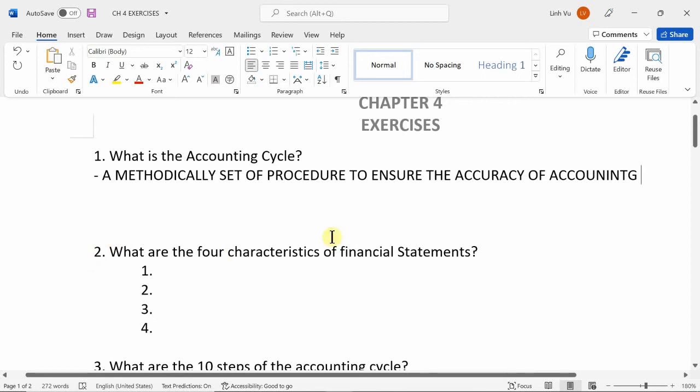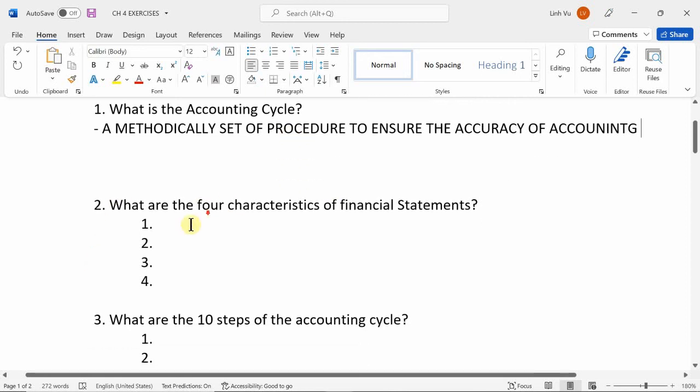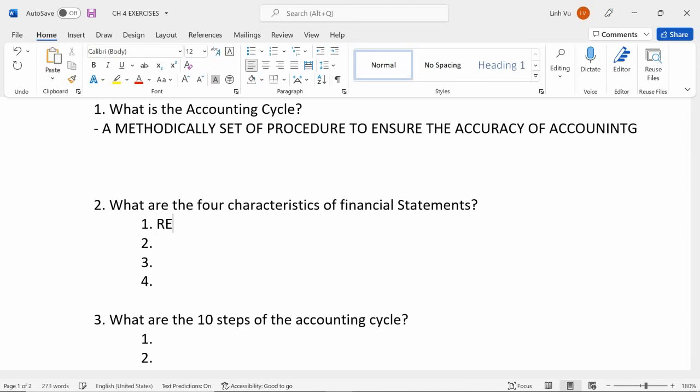Next is, what are the 4 characteristics of financial statements? Reliable, relevant, consistent, and comparable. Good.